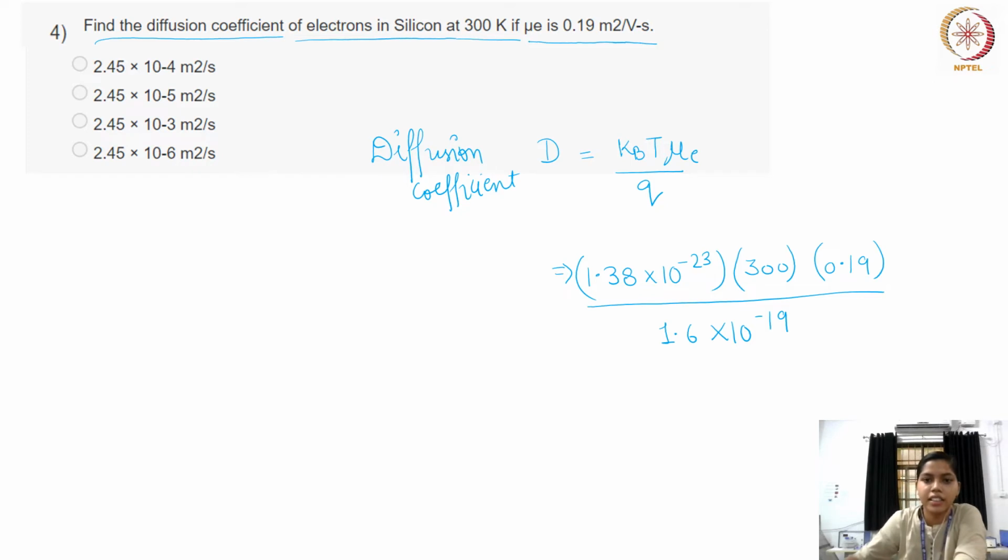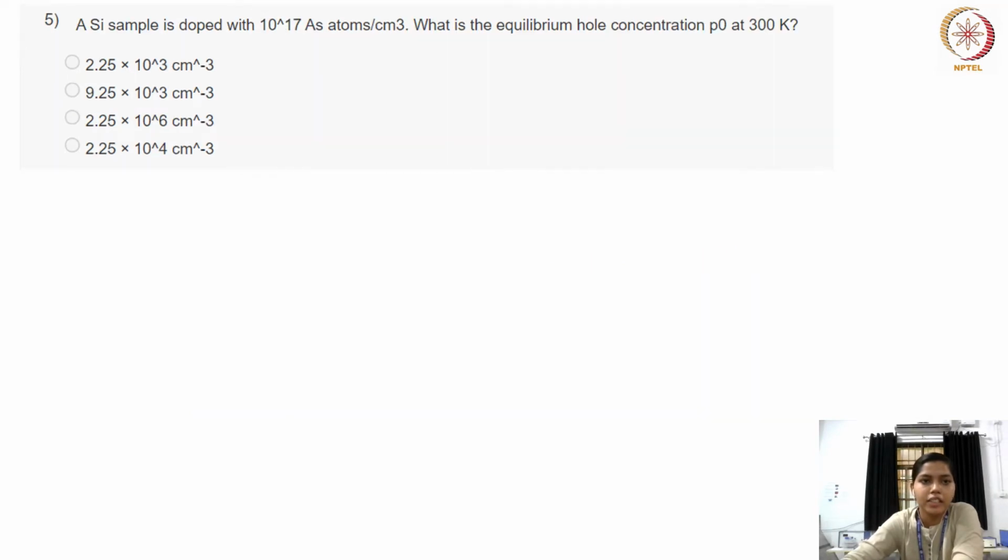Okay, so I think it's clear. So here are all the values, and you just have to calculate the value of the diffusion coefficient. When you solve this, you will get the correct answer, that will be 2.45 into 10 raised to the power minus 3 meter square per second. Okay, so option number 3 will be the correct answer for this question. Now let's move on to the next question.